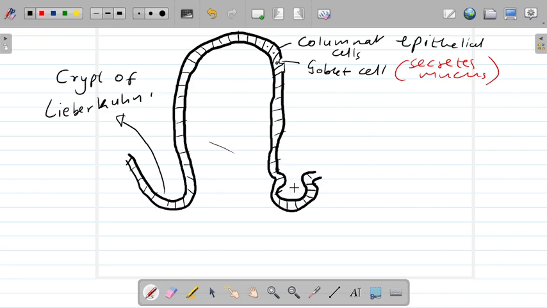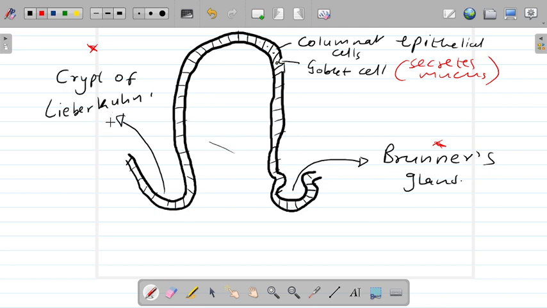And then this other one on the other side is actually a gland called Brunner's gland. Both of them, the crypt of Lieberkühn and Brunner's gland, secrete mucus for lubrication of food, so that food passes by easily. It will be very uncomfortable if these areas were dry. So they secrete mucus for lubrication of food.